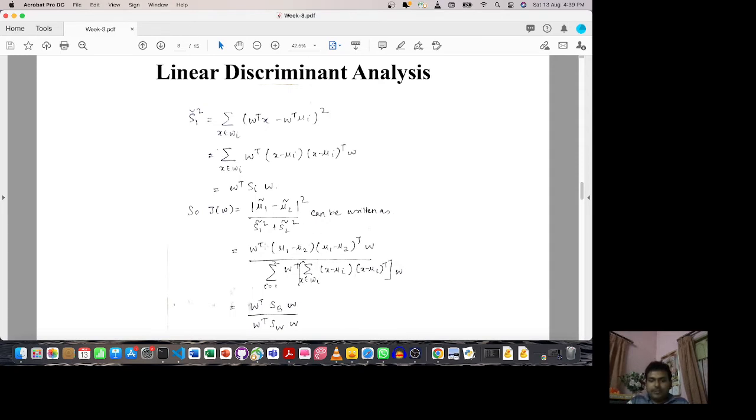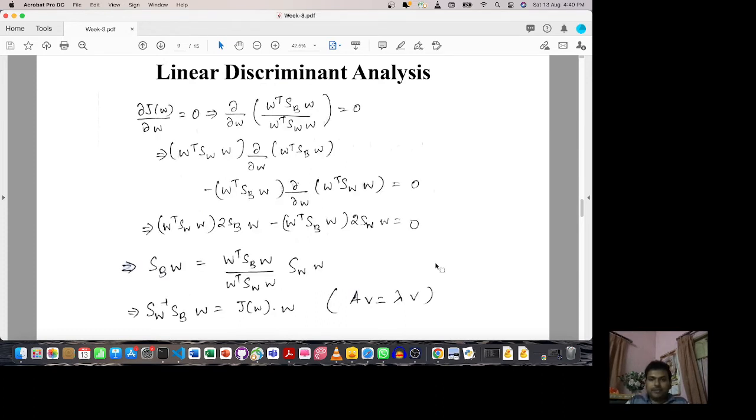So what is the dimension of mu1 minus mu2 into mu1 minus mu2 transpose? What is the dimension of mu1 minus mu2? M cross 1. What is the dimension of mu1 minus mu2 transpose? 1 cross m. So when you multiply, what is the dimension that you get? A square matrix. Correct. That is a square matrix of m cross m. So SB becomes m cross m.